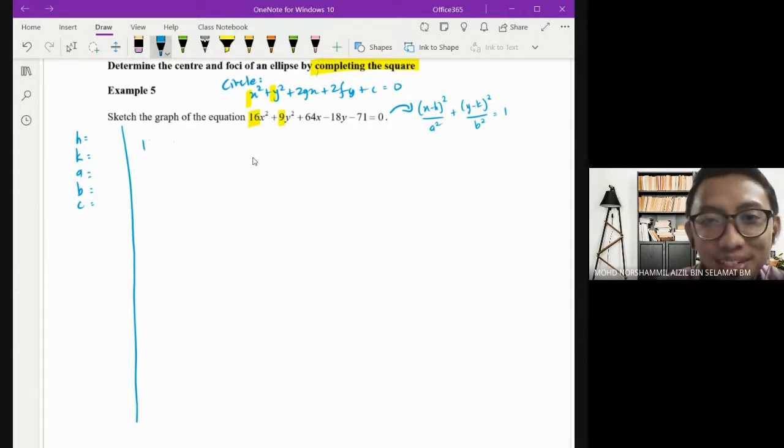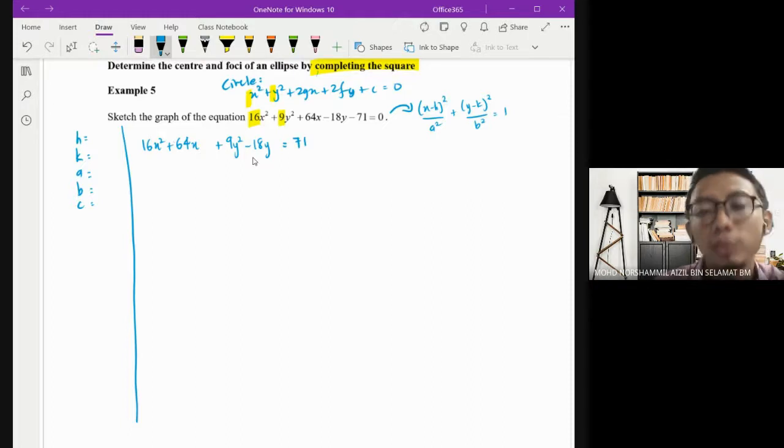So let's gather up the x term. And then followed by the y term. Other numbers, we bring to the other side. If negative, bring to the right hand side, becomes positive lah. This is the first step, guys. Gather up for x and y, followed by numbers in right hand side. Okay, and then what happen next?